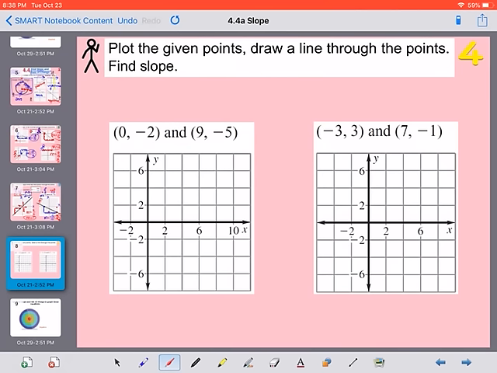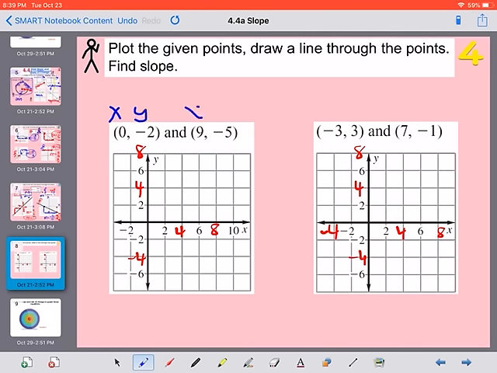2 more. I would like you to plot these points and then try it, play the video to see if you get them right. Be careful though, our graphs here go by 2s. We have 2, 4, 6, 8. So I'm going to label mine first. -4, -4.